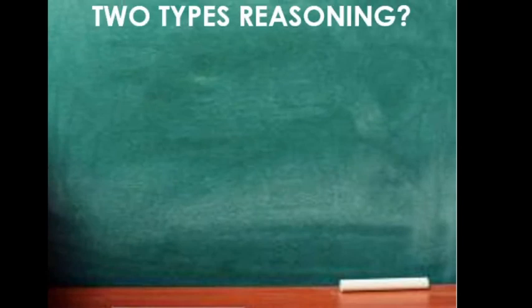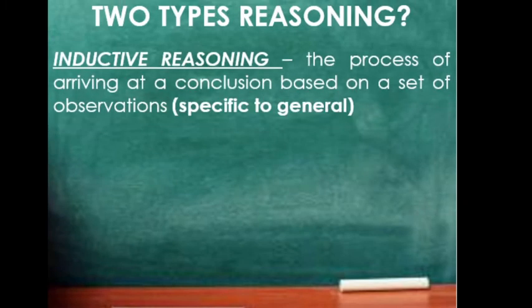So there are two types of reasoning. So first is inductive reasoning. It is the process of arriving at a conclusion based on a set of observations. So ito yung tinatawag natin na specific to general. So dito sa inductive reasoning, napo-form natin ang conclusion gamit ang iba't ibang uri ng observations.